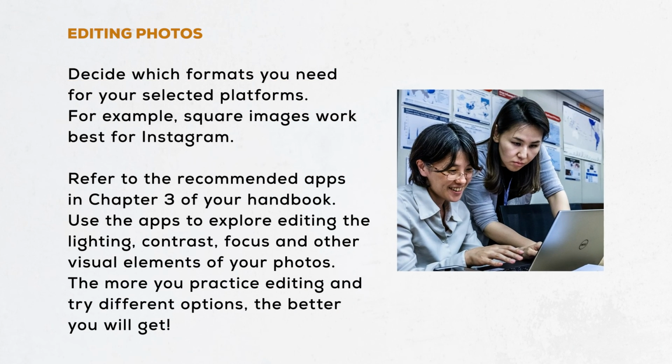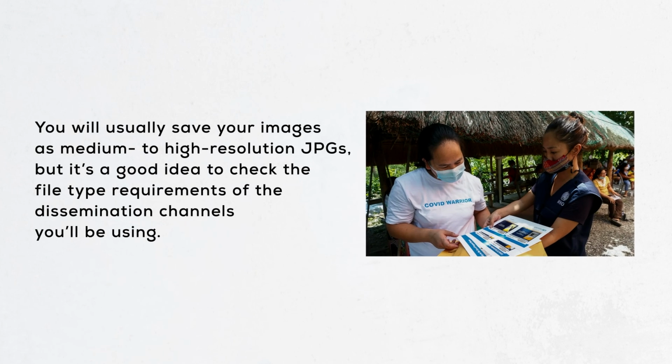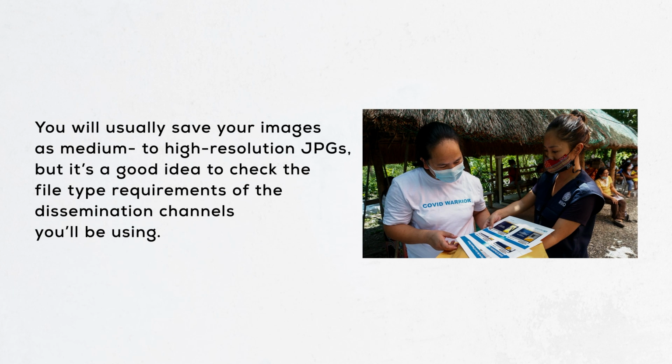Decide which formats you need for your selected platforms. For example, square images work best for Instagram. Refer to the recommended apps in Chapter 3 of your handbook. Use the apps to explore editing the lighting, contrast, focus, and other visual elements of your photos. The more you practice editing and try different options, the better you will get. You will usually save your images as medium to high resolution JPEGs, but it's a good idea to check the file type requirements of the dissemination channels you'll be using.